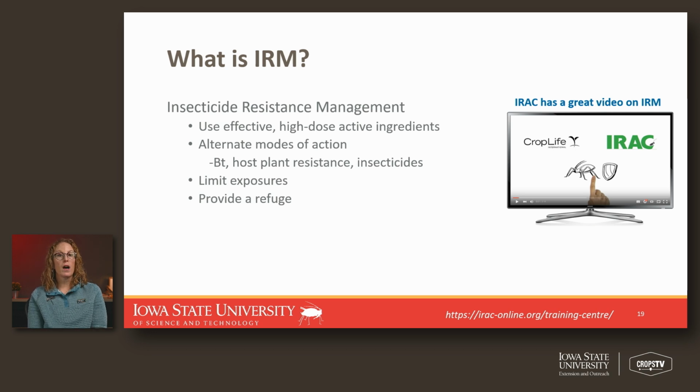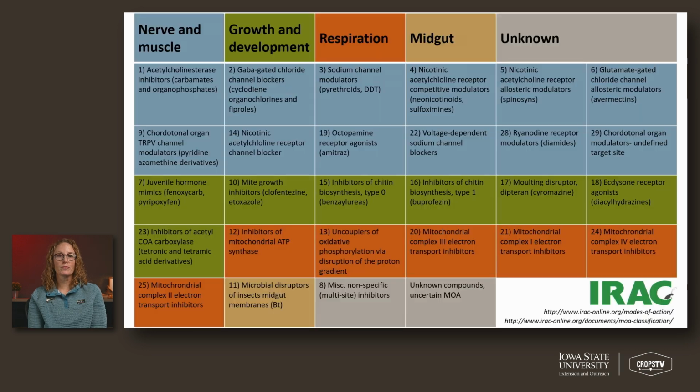And then finally, IRM advocates the use of a refuge, which is actually mandatory for transgenic crops, but highly encouraged with other strategies. We want an area where susceptible individuals can be produced, hopefully diluting those resistant genetics in the pest population.